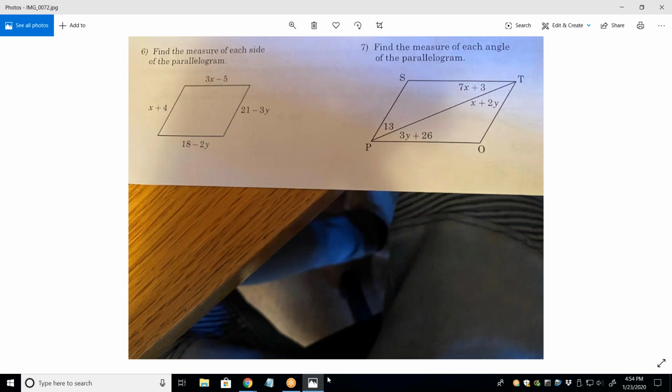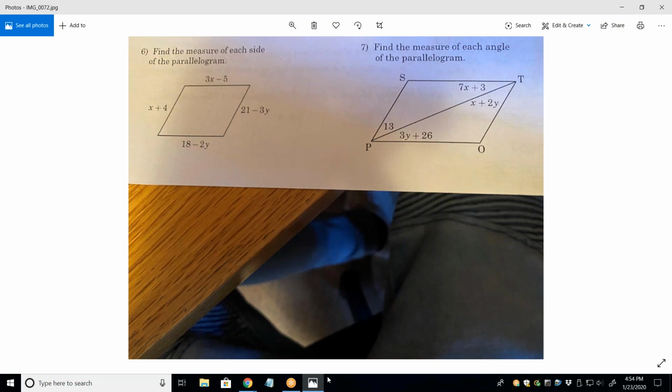Okay, second one. What do you know about the angles when there is a diagonal going through the parallelogram? Number 7. I forget the word for it, but aren't they like equal? So that diagonal bisects those angles.